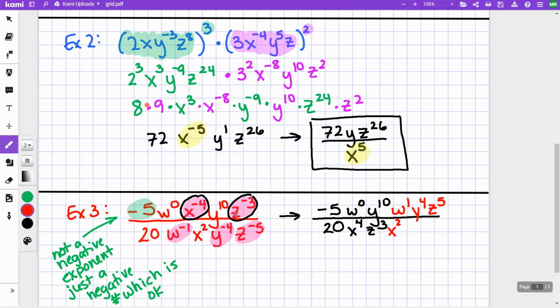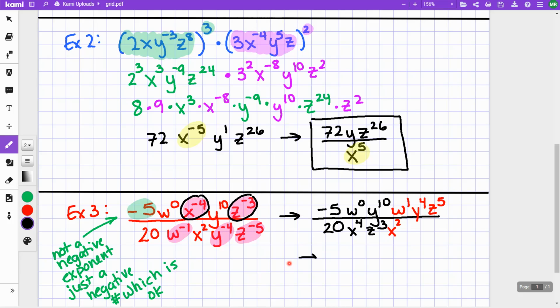So my x to the -4th got moved down. My z to the -3rd got moved down, and they became positive. Going the other direction, this w to the -1st moved to the top and became positive. This y to the -4th moved to the top. And this z to the -5th moved to the top, making them positive. Everything else stayed. W to the 0, y to the 10th stayed. My x to the 2nd stayed. Okay. So now I'm going to simplify this.